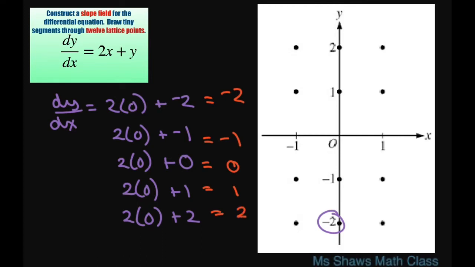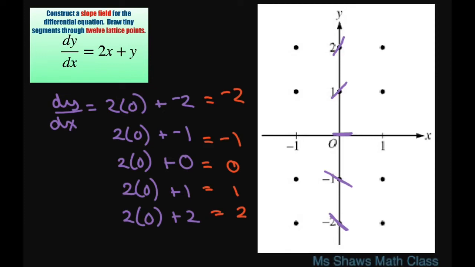All right, so let's plug those in. At negative 2, we have negative 2. So that's going to be kind of steepish. At negative 1, we have negative 1, so that's 45 degrees there. At 0, we have 0. At 1, we have 1. And at 2, it's a little steeper.